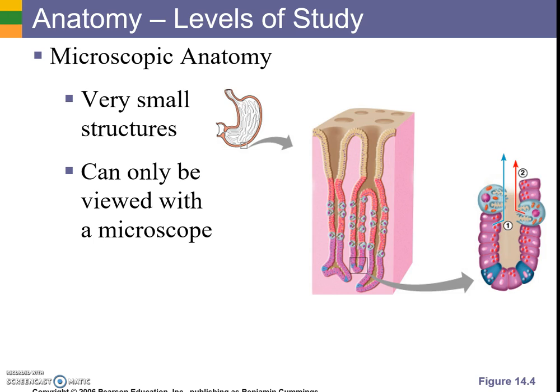Microscopic anatomy, of course, is at a different level of organization. And it's things that we can basically see as we look through the microscope. And this is mostly seen at a tissue and a cellular level.